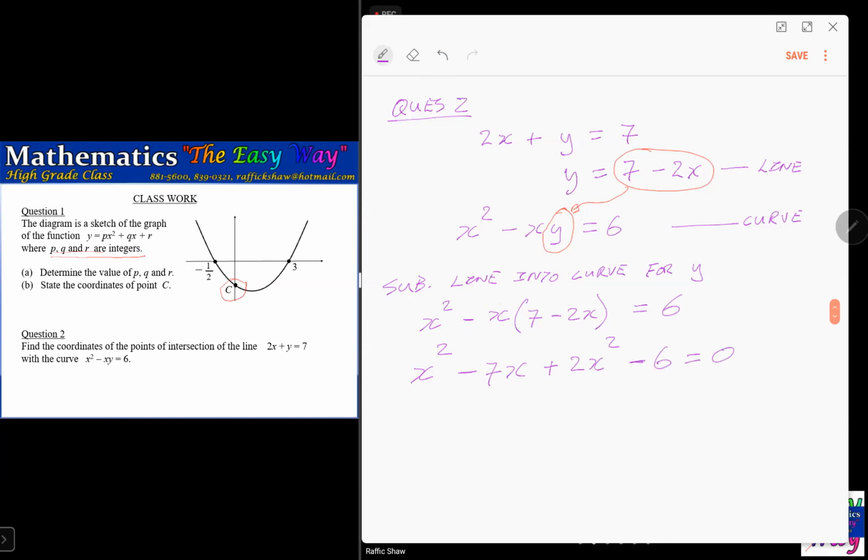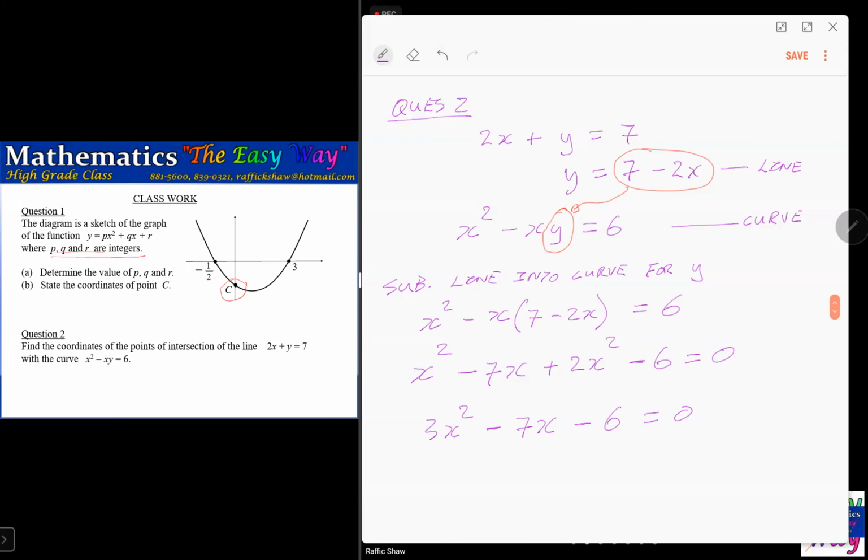All right, what are the like terms? x squared and 2x squared makes 3x squared. So we have 3x squared there. The only x term now is this minus 7x. And the only constant value is this negative 6, so we get negative 6 equals 0. So that's the quadratic equation that we end up with. And when we solve this quadratic equation, it's going to give us those x values where the line and the curve intersect. All right, only the x values we're getting from this.